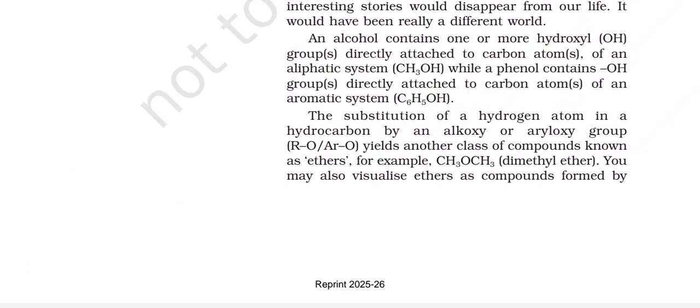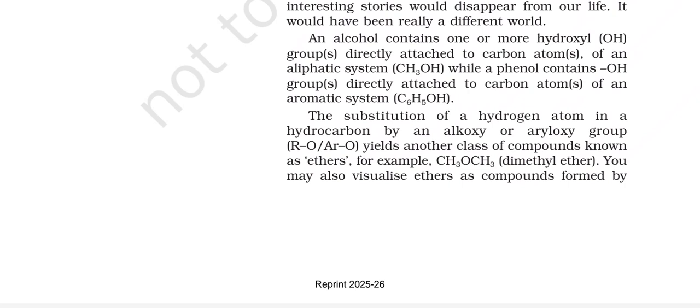An alcohol contains one or more hydroxyl groups directly attached to a carbon atom of an aliphatic system, CH3OH, while a phenol contains an OH group directly attached to a carbon atom of an aromatic system, C6H5OH. The substitution of a hydrogen atom in a hydrocarbon by an alkoxy or aryloxy group yields another class of compounds known as ethers, for example CH3OCH3.